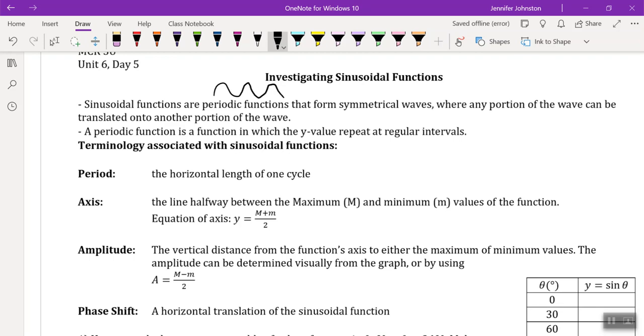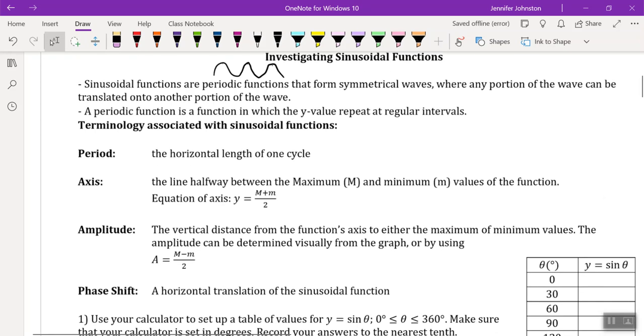A periodic function is a function in which the y values repeat at regular intervals. So we can see that their y values are all the same here, they're all the same down here, and so on. The x values will change. A period is the horizontal length of one cycle. So we're going to see a cycle like this, right? And then it's where it repeats itself. So this right here is what we call one period. It's just this space right here.